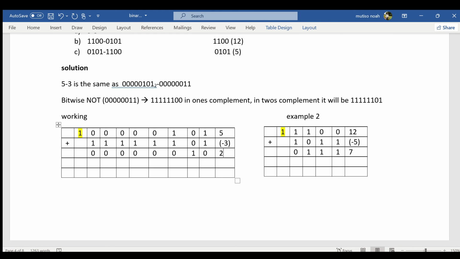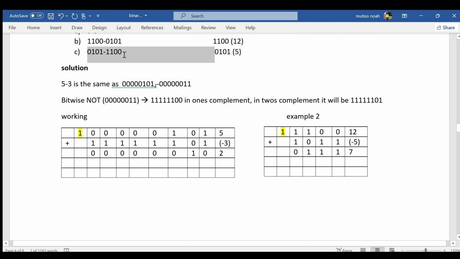So homework for you, some job for you to do. Can you check if you can use 2's complement to calculate this one? Use 2's complement and see if it applies to the numbers where the end result will be negative. Check if it applies.